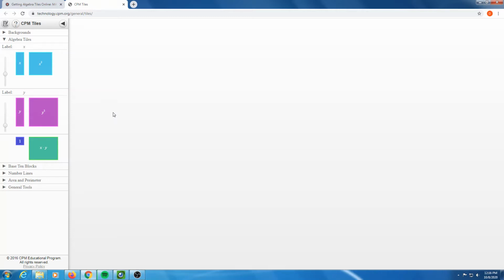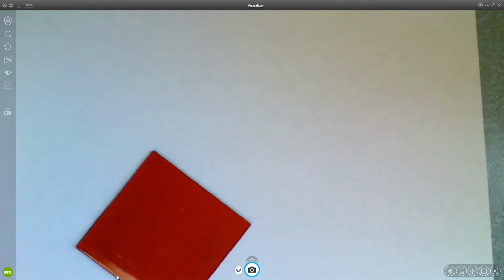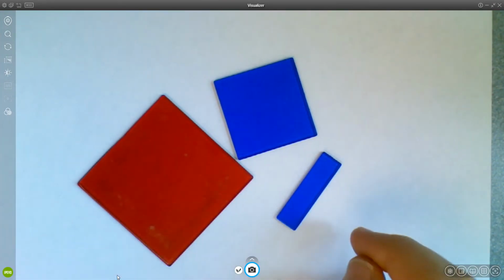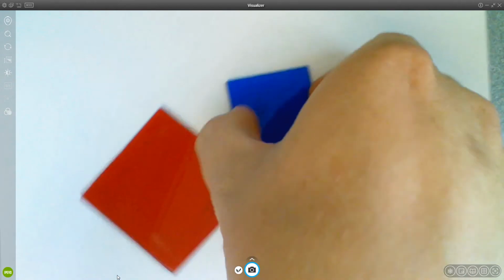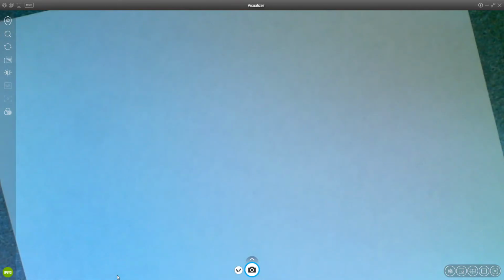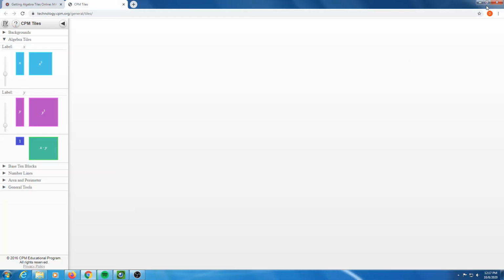In those videos I was using actual physical algebra tiles like these, right? So in the videos that you'll see me posting after today, these are the kinds of tiles that you'll see, and you'll see me actually physically manipulating them. But you're welcome to just follow along with what I'm doing using this website.